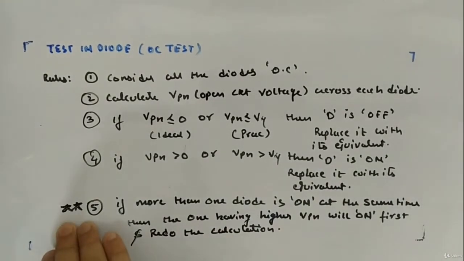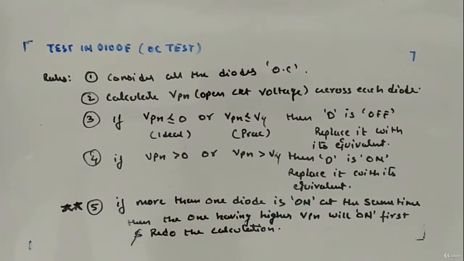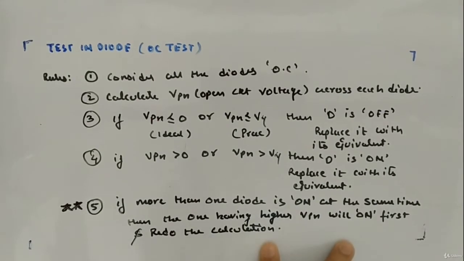Now there is one important point in this open circuit test which is not in the short circuit test. If more than one diode is on at the same time, then you will choose the one which has the higher value of VPN first. So the diode having the higher value of VPN will be turned on first, and then you will redo the calculation. You make the circuit again and redo the calculation for the other diodes. Okay, this will be clear with an example.